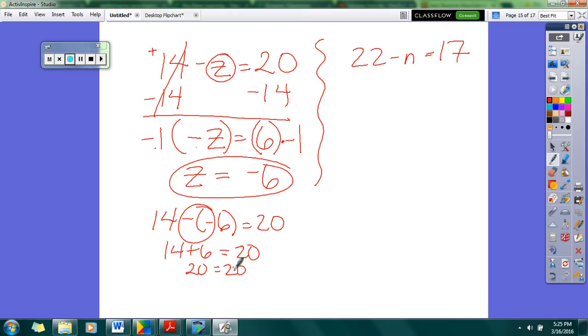Let's look at another problem. So in this problem, almost looks identical to the first problem. I'd like you to try this on your own. So pause the video right now, try this on your own, and then I'll show you how to do it.